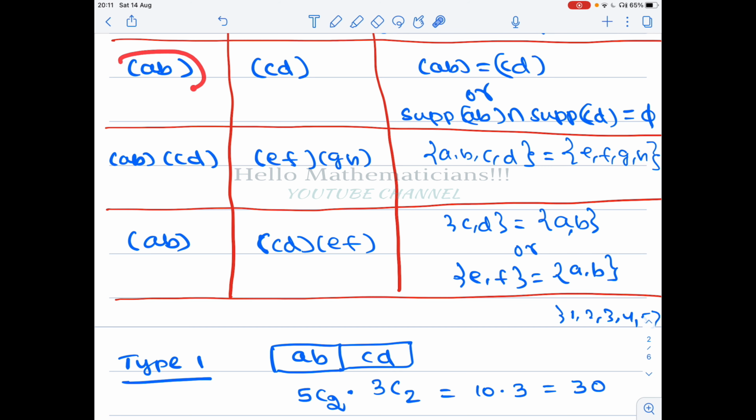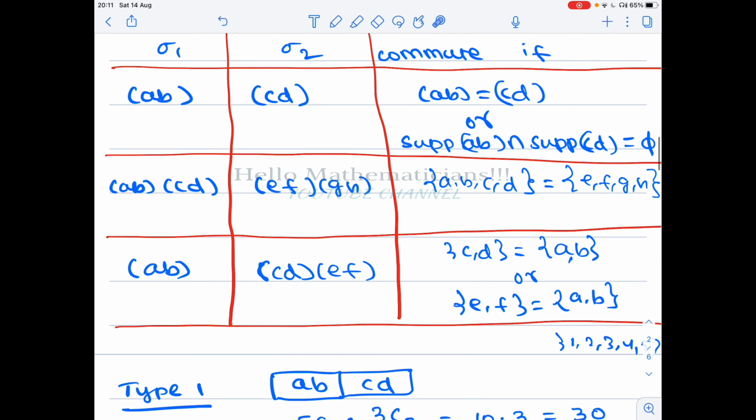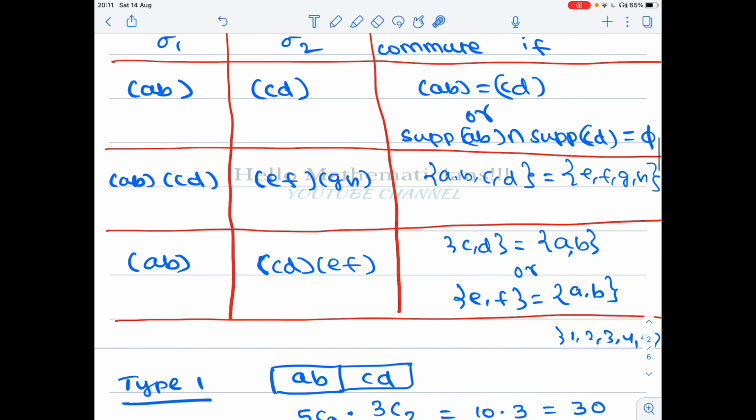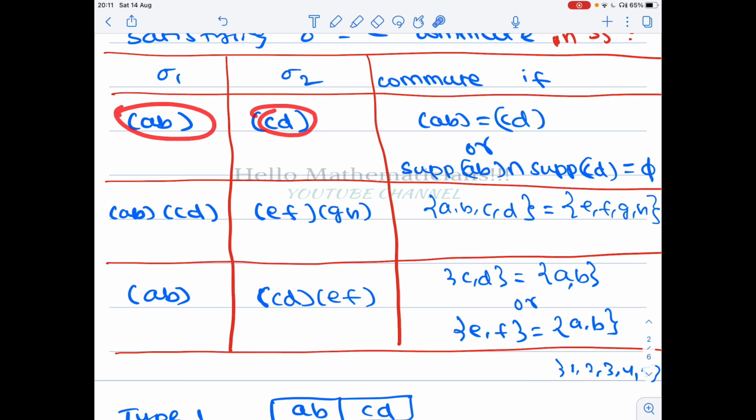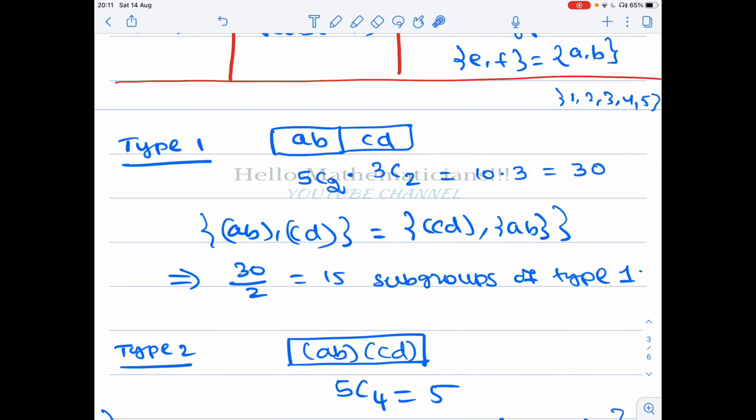First, to form this cycle, I take two elements from the five elements. That can be done in 5 choose 2 ways. For the remaining two elements, if you want this element to commute with this element, we want their supports to be disjoint. Therefore, these two elements cannot intersect with these two elements. So the remaining two elements should be chosen from the remaining three elements. I have already chosen two elements, so I am left with three elements. Out of those three, I choose two for this place. So I get 5 choose 2 times 3 choose 2, which is 30.